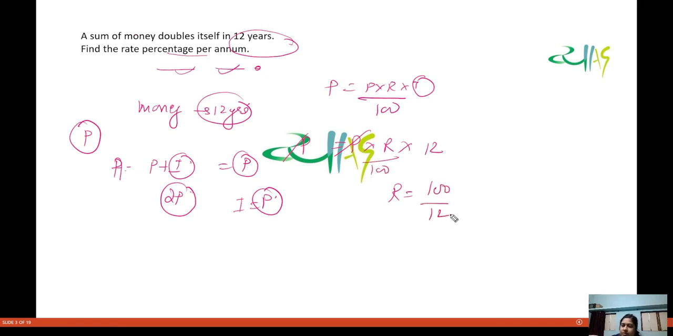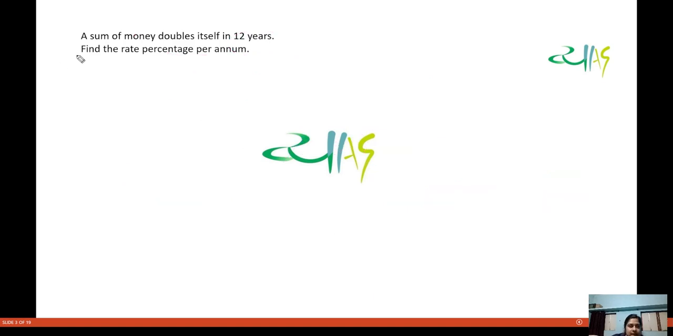100 by 12. So I think this will come 8.5 something, but let's just do this. So this will become what? 4, 3 times and 4, 25 times, and this will become 8.33 something. So 3 8s are 24, and this will come 8.33 something. So this is very easy. I hope you understand.